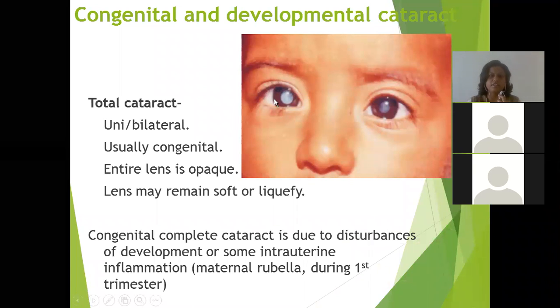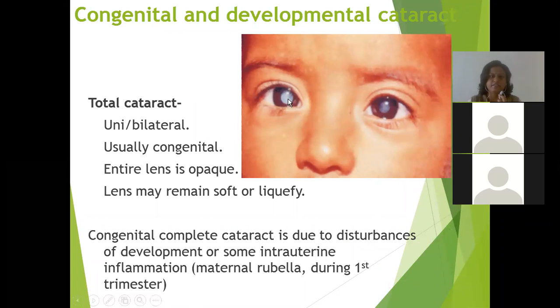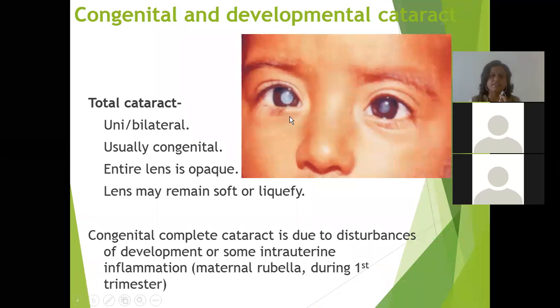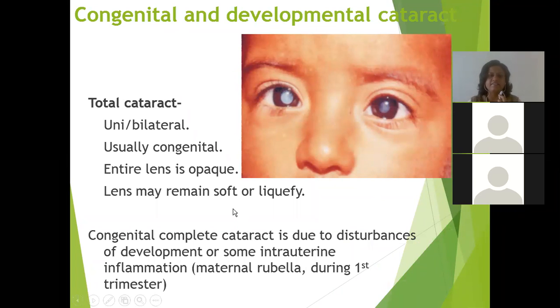This is a total cataract. This one is unilateral or bilateral, usually congenital. The entire lens is opaque and the lens may remain soft and liquid.